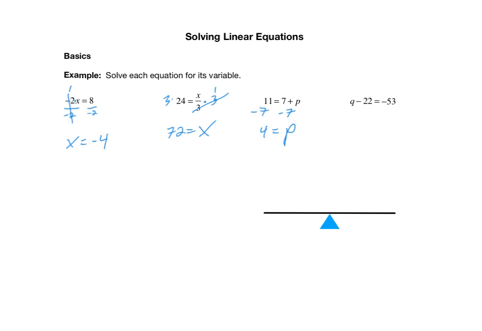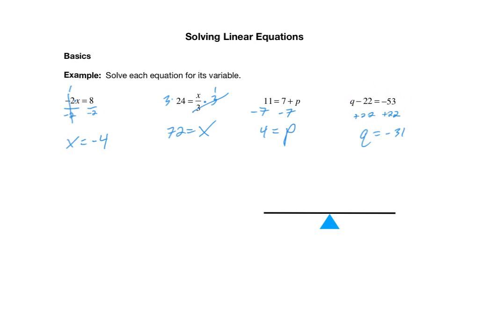And finally, this last one, q minus 22 equals negative 53. 22 is being subtracted from q. The way to undo subtracting 22 is to add 22 to both sides. And if we add 22 to the left-hand side, we end up just with the variable q. And if we add 22 to the right-hand side, we end up with negative 31. So q equals negative 31 is the solution to the equation q minus 22 equals negative 53.